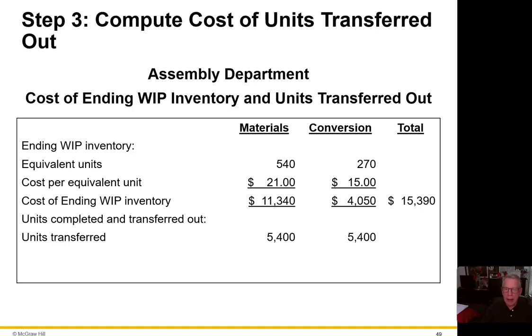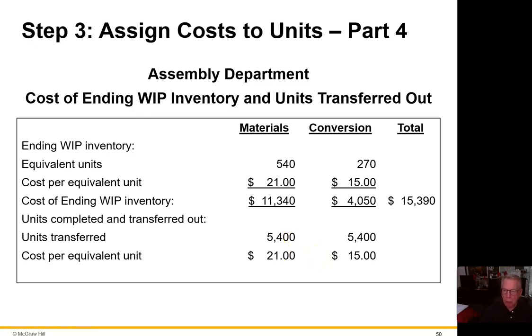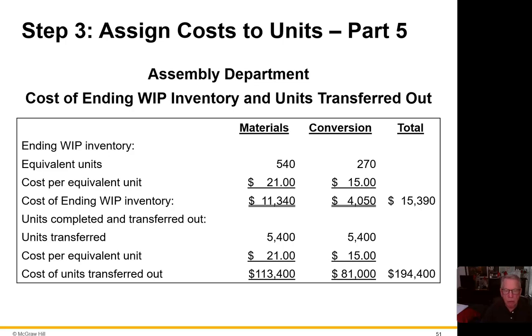Okay, now we also completed and transferred out 5,400 units. Very easy calculation here. We'll multiply those times those same costs per equivalent unit, and that gives us $113,400 for materials and $81,000 for conversion. Total $194,400.